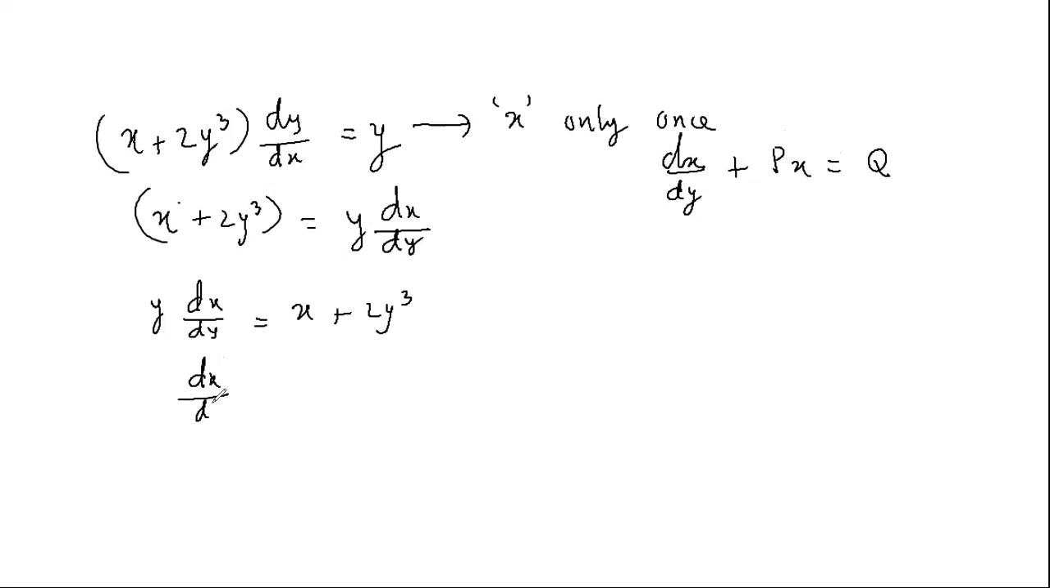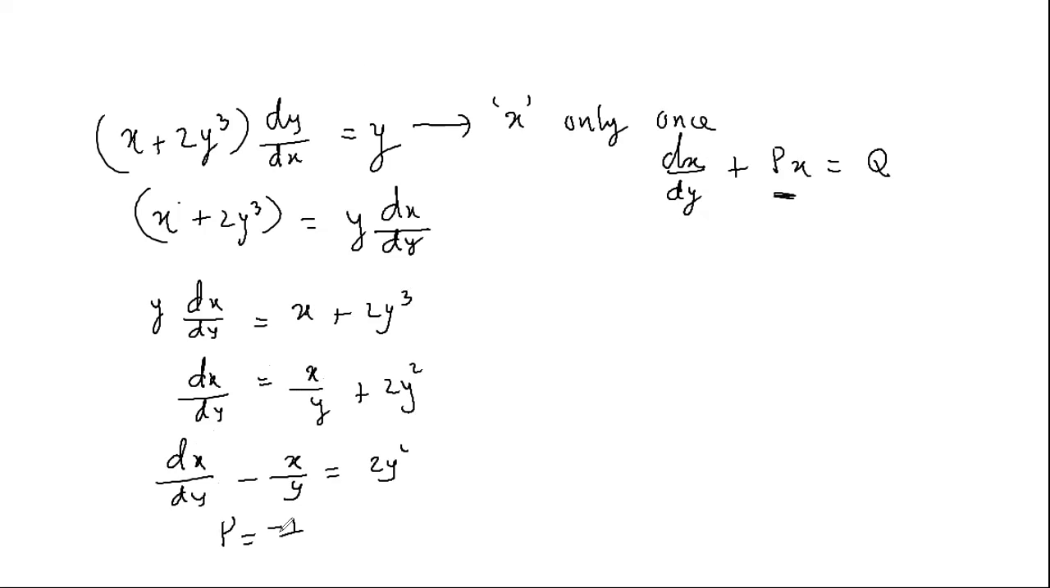So dx by dy, I'll transfer the minus after division, is equal to x divided by y plus 2y square. I divided both sides by y. Now I need to make it in this format. So dx by dy minus x upon y is 2y square. So now P is minus 1 by y and Q is 2y square. Both are functions of y. So we have got it in this format.